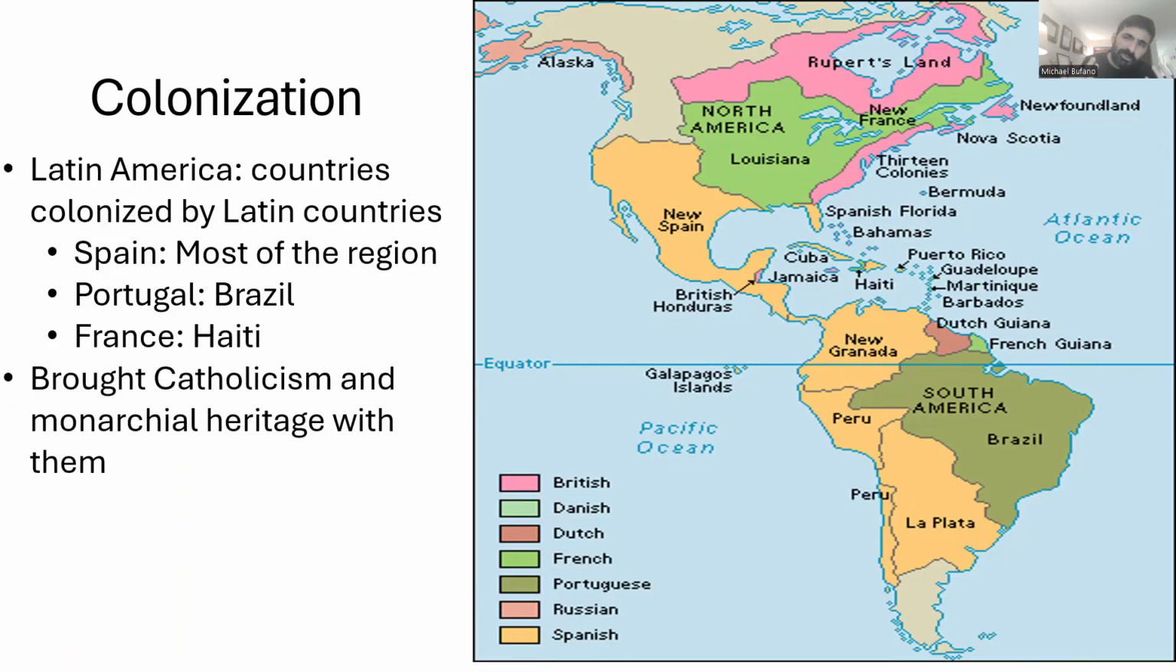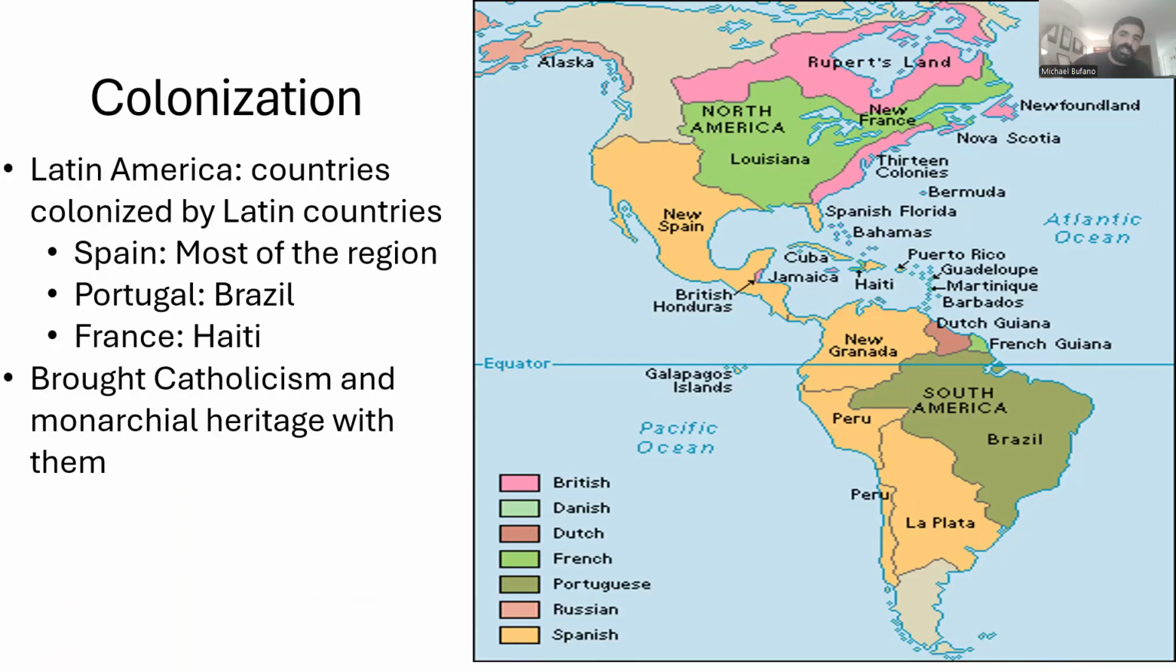And these countries brought some similar things to Latin America with them. They brought the Catholic faith, this hierarchical religious faith, Catholicism. Of course, this means that the Pope in Rome has an important cultural influence on Latin America today. These countries also brought a monarchical heritage with them.